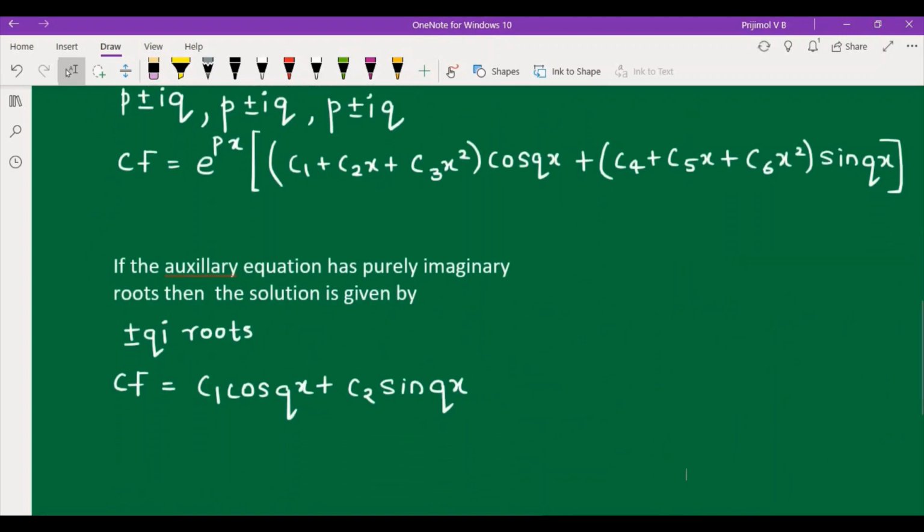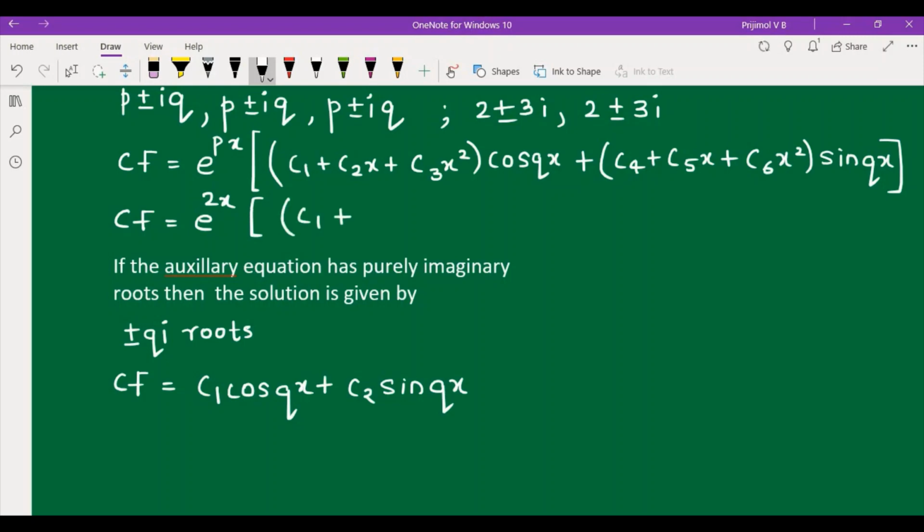If you have complex roots which are repeated, then this is how we have to write the complementary function. I will give you an example. If you have 2 plus or minus 3i, these are the repeated roots. They are repeated twice. The complementary function can be written as e raised to 2x, since they are repeated twice, we have only two terms in the expression, (c1 plus c2x) into cos 3x plus (c3 plus c4x) sin 3x.